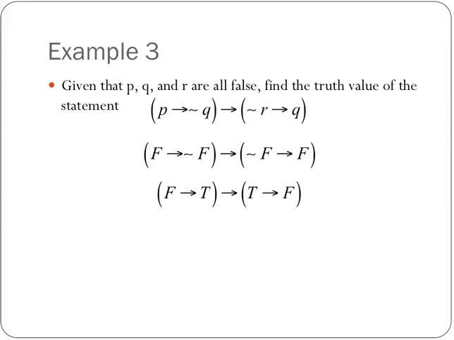Now we'll take care of each parentheses on its own. According to the truth table, false implies true is true, and true implies false is false. So we have true implies false, and we know that that is the one case in which the conditional is false. So the truth value of this entire statement is false.